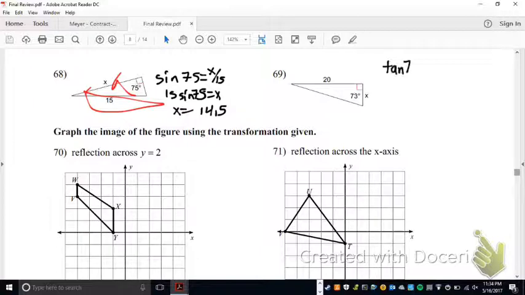69 is a little trickier, because we have the tangent of 73. Tangent of 73 equals 20 over X. We're going to multiply both sides by X, divide by the tangent of 73, and we get X equals 20 over the tangent of 73. Plug that into our calculator, 20 divided by open parenthesis, tangent 73, close parenthesis, and we get 6.1.